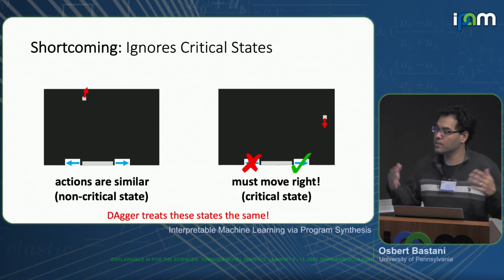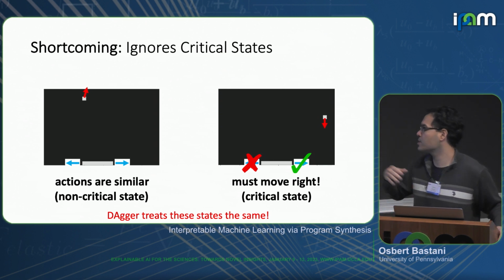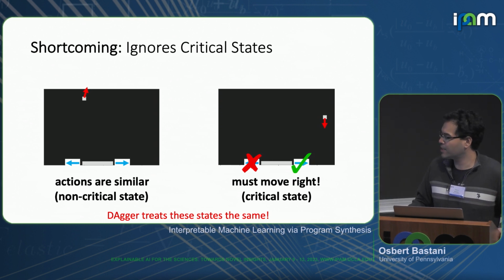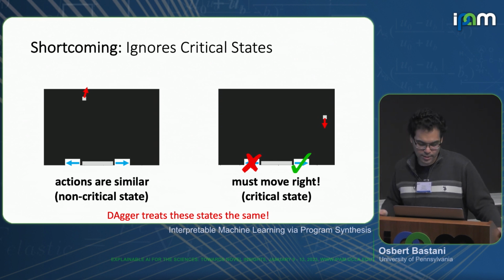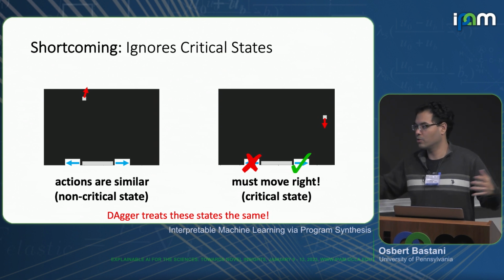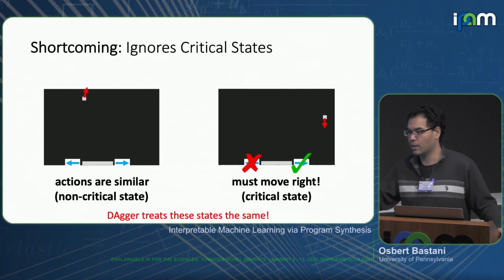And the problem is that this existing imitation learning approach, which is called DAgger, I forgot to mention, treats all of these states similarly. It doesn't really distinguish between the left and right states. This is fine if you're trying to train a neural network, because a neural network will just learn everywhere. But if you're trying to train a programmatic policy, because it has much more limited model capacity, you really want to focus its model capacity on critical states.